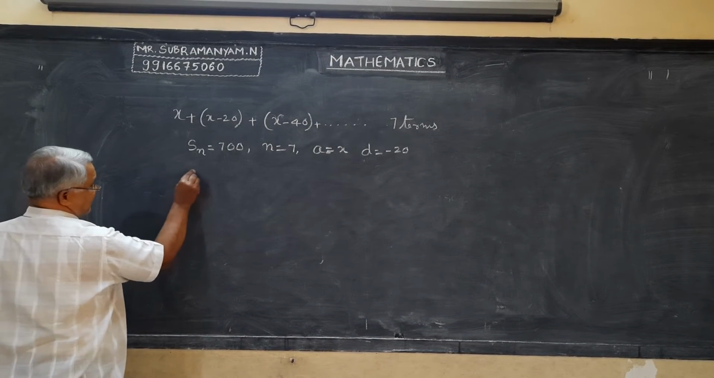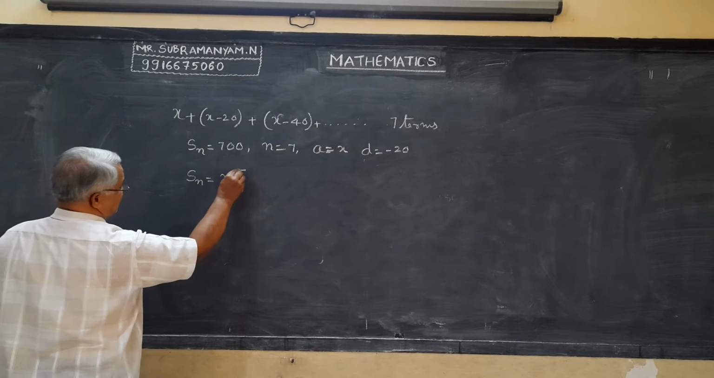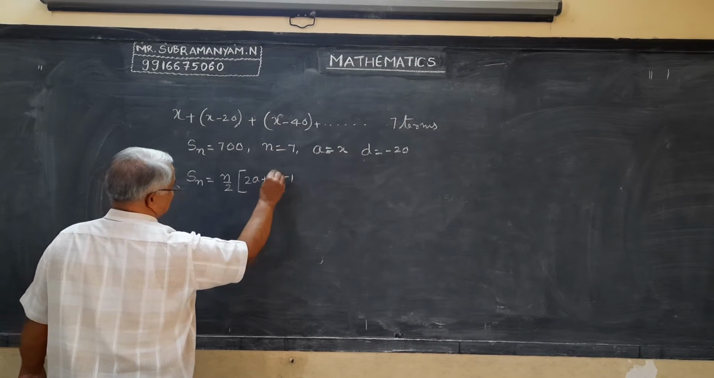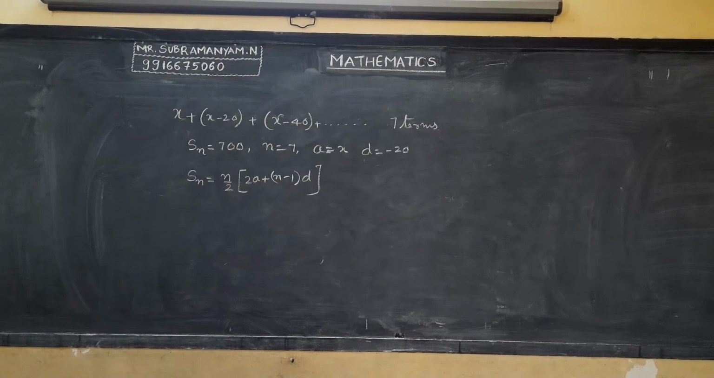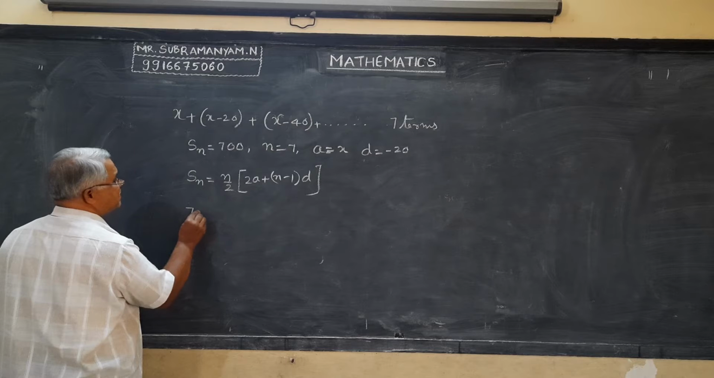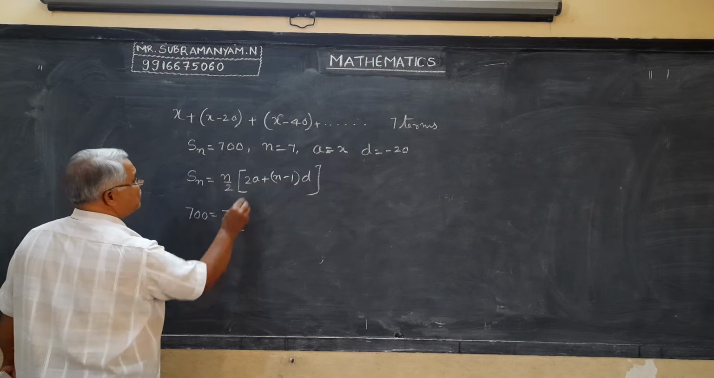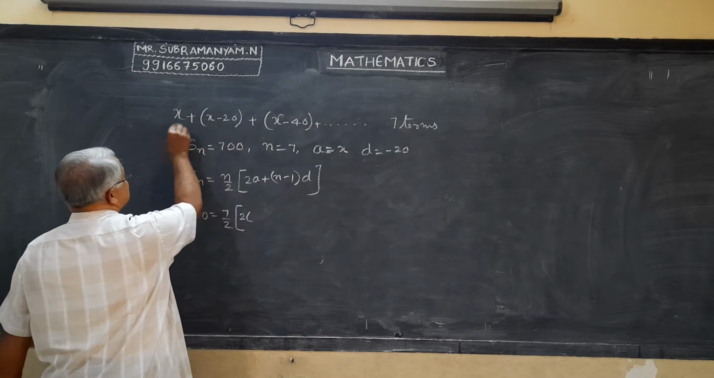The formula Sn equal to n by 2 into 2a plus n minus 1 into d. Now let us substitute the values for n, a, d and Sn. Sn value is 700 rupees. N value is 7, so 7 by 2 into 2 into, what is a value? We have written x, the first term.